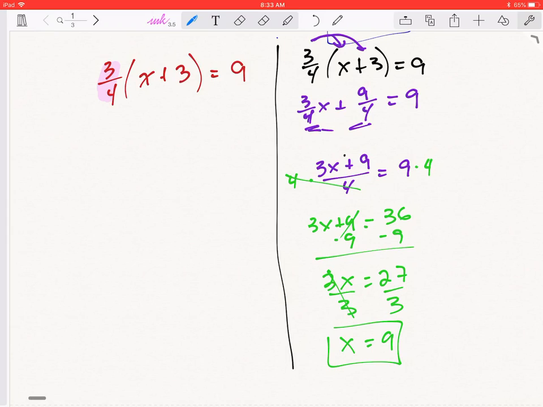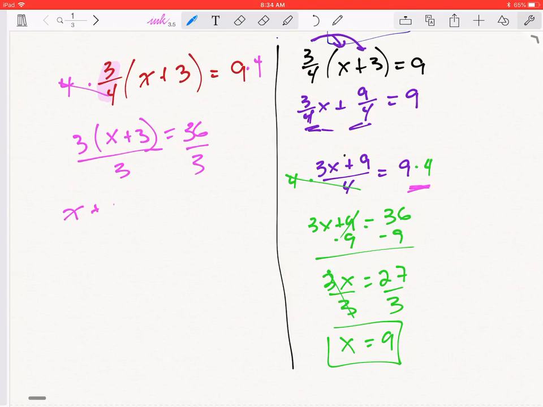Now, it's a fraction, so I'm going to multiply by 4. Actually, well, let's walk it through. Okay, so this is going to cancel out a 4, so that will give me 3 times (x plus 3) is equal to 9 times 4. Again, we said 9 times 4 is equal to 36 over there in that problem. Now I just have a 3. I got rid of my fractions. Okay, so now I'm going to divide both sides by 3.